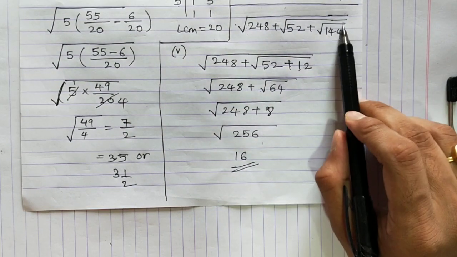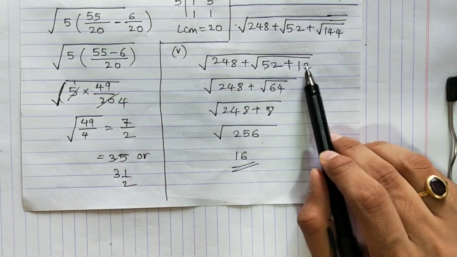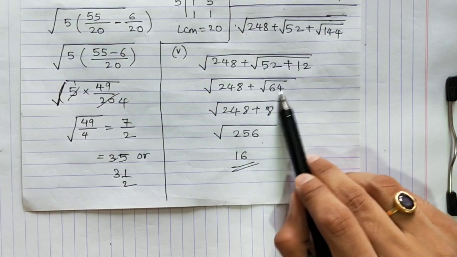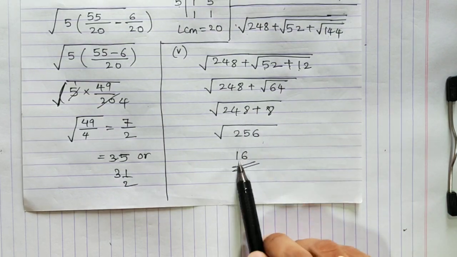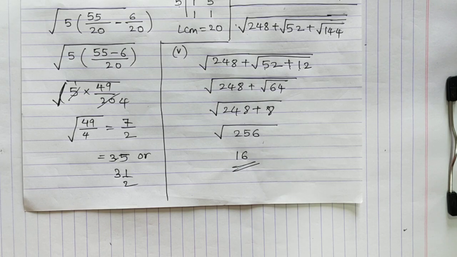Understood? We started solving from here. Root 144, we got 12. So 12 plus 52, 64. Root 64 is 8. 8 plus 248, 256. And that is 16. Copy the sum.